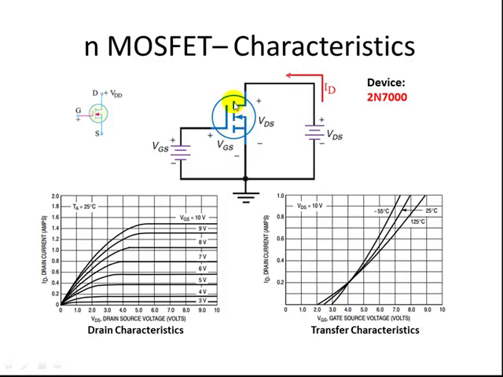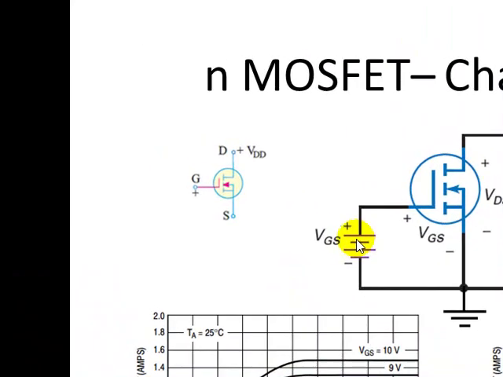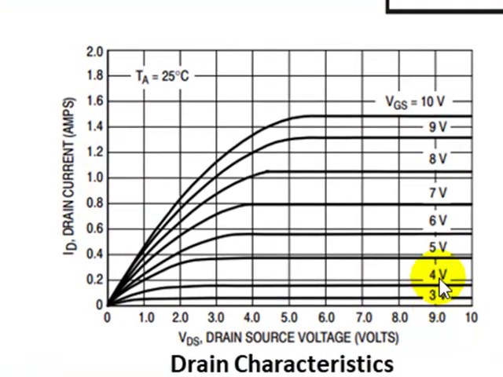This is enhancement type, so the channel is not formed. So the channel is indicated as broken. We'll have to apply gate to source voltage to form the channel. So VDS must be positive. I have given the hint here, and gate to source voltage must be positive as well. If you increase gate to source voltage, the current will also increase.